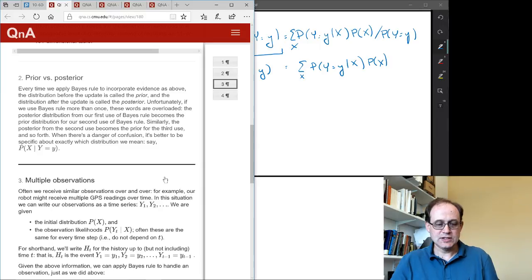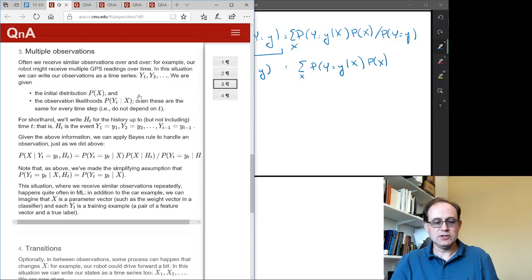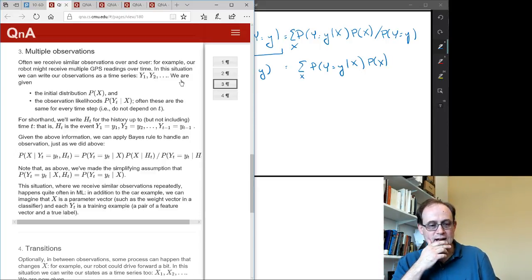All right, so just to add a little bit of useful notation, we can keep doing that cycle over and over with, let's say, multiple GPS readings over time. And so it would make sense to have y1, y2, and so forth up to y capital T if we have capital T of them. Here, what we're going to assume is that we'll have our initial distribution p of x before seeing any of the y's, and the observation likelihoods for each of the y's.